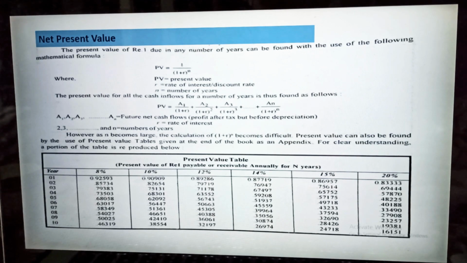And now, the present value of rupee 1 due in any number of years can be found with this formula: PV, present value, is equal to 1 by (1 plus R) to the power n. Here PV is present value, R is the rate of return or discount rate, and n is the number of years. The present value of all the cash inflows over a number of years is found like this: PV is equal to A1, the first year's inflow, divided by 1 plus R to the power n, plus A2 divided by (1 plus R) to the power 2.